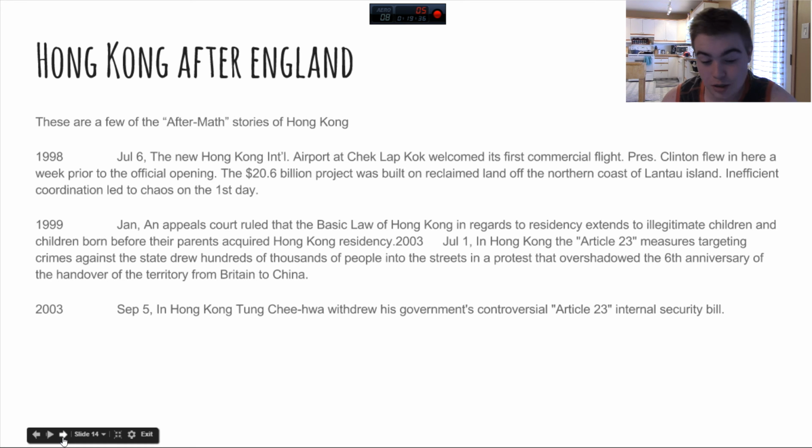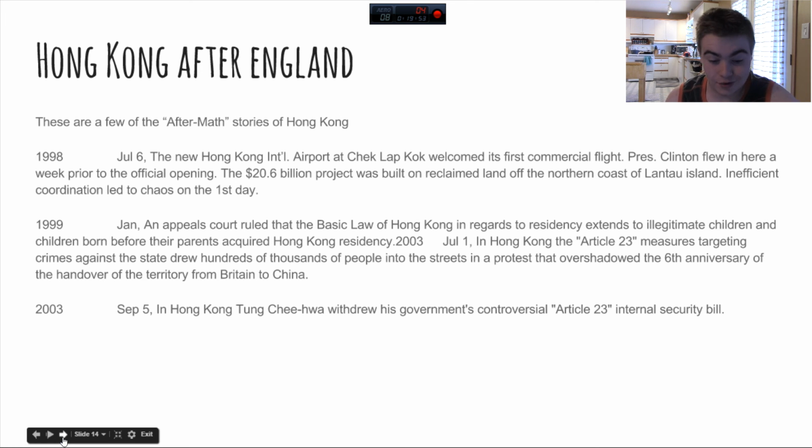Okay. January 1999, an appeals court ruled that the Basic Law of Hong Kong regarding residency extended to illegitimate children and children born before the parents acquired Hong Kong residency.